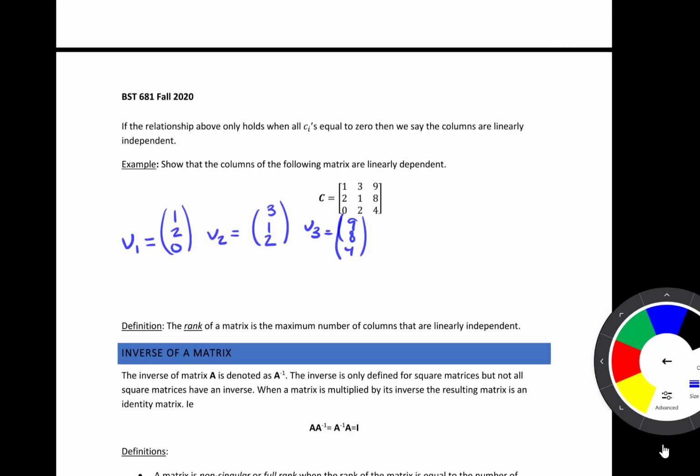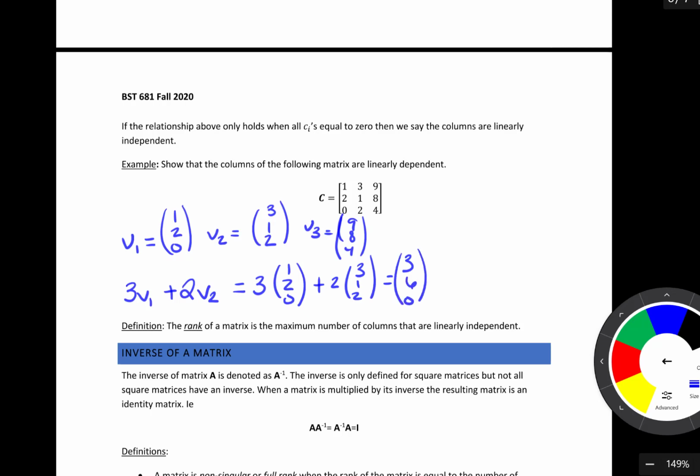All right. Notice here, if I take 3 times v1 plus 2 times v2, I get the following. So, what this tells me is I can find a combination of the first two vectors that are equal to my third vector. Therefore, these are linearly dependent. So in this case, what we would be saying is that my first constant is equal to 3, my second constant is equal to 2, and the third constant is equal to -1.